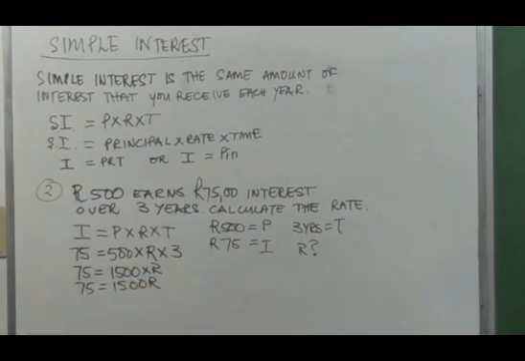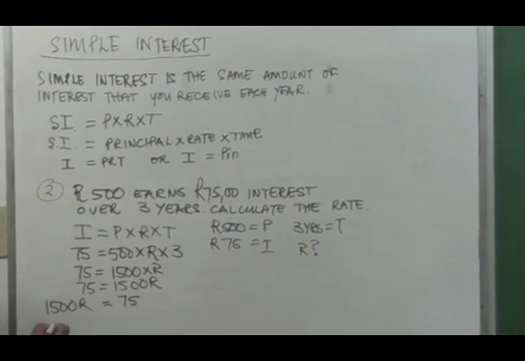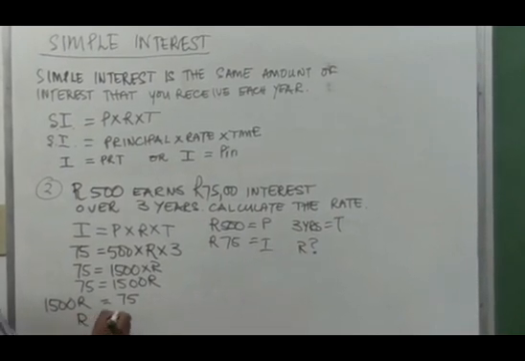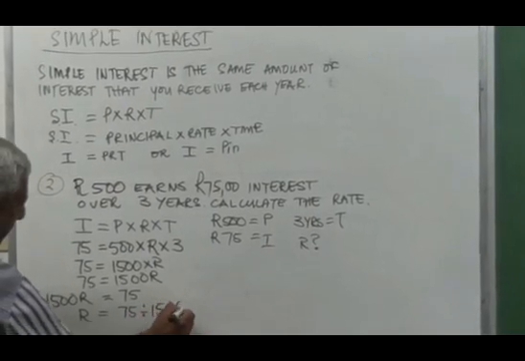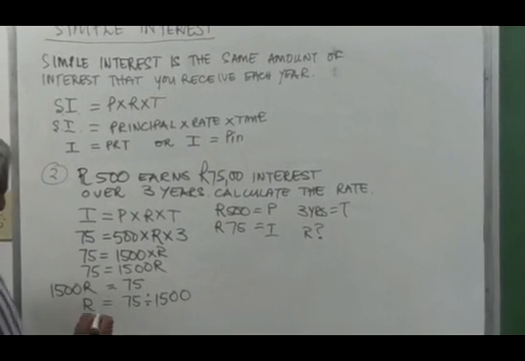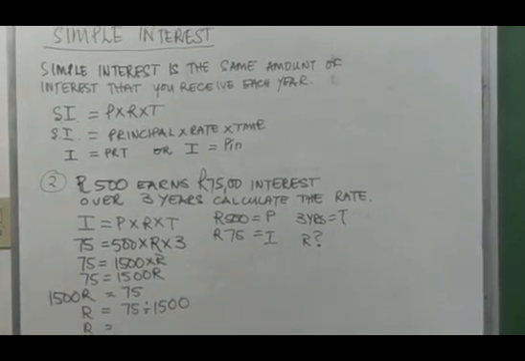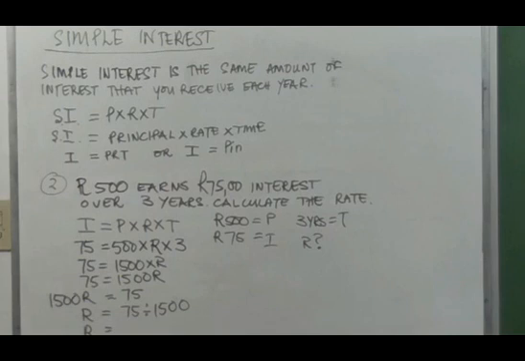From your algebra, you know that 1,500 times R can be written as 1,500 R. Now from laws of equation, you are allowed to write 1,500 R is equal to 75. So you are solving for R. R is equal to 75 divided by 1,500. Now you take your calculator and you divide 75 by 1,500.